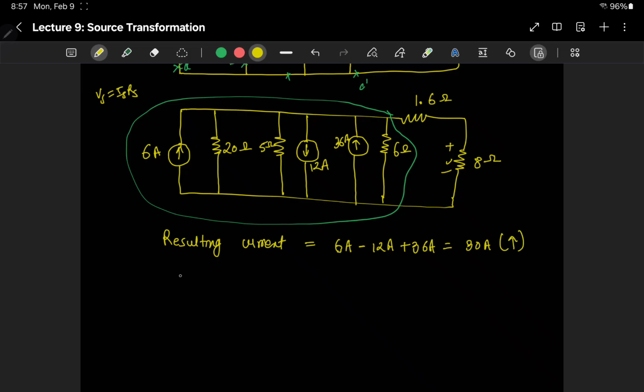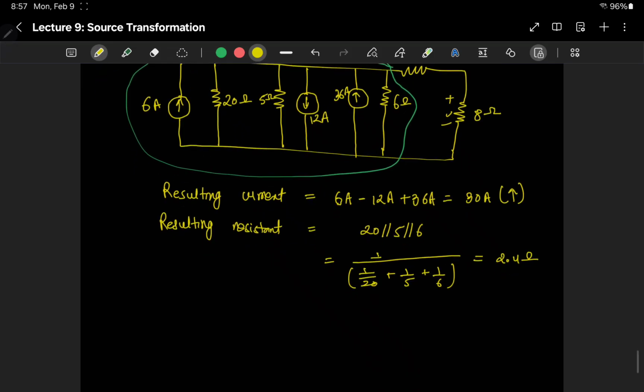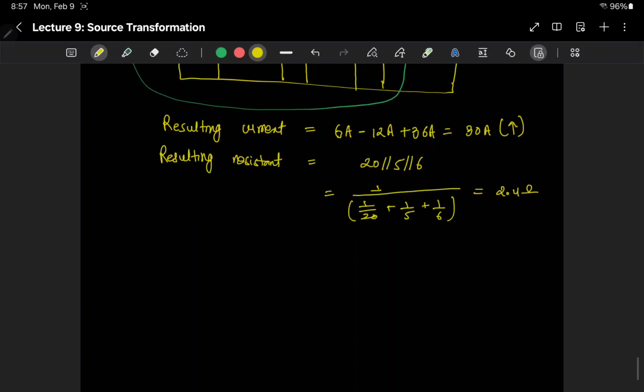And the resulting resistance is basically the parallel combination of this 20 ohm, this 5 ohm, and this 6 ohm. 20 parallel 5 parallel 6, which is 1 divided by 20 plus 1 divided by 5 plus 1 divided by 6, which will give us 2.4 ohm. Now we can use this information and redraw the circuit again.